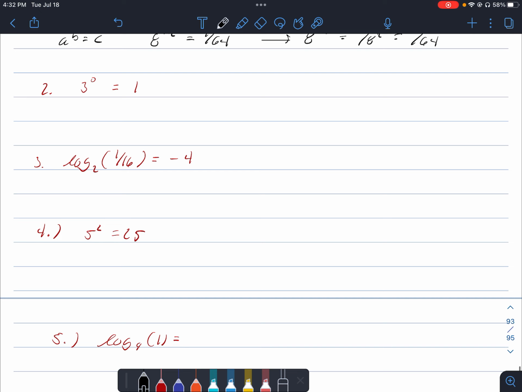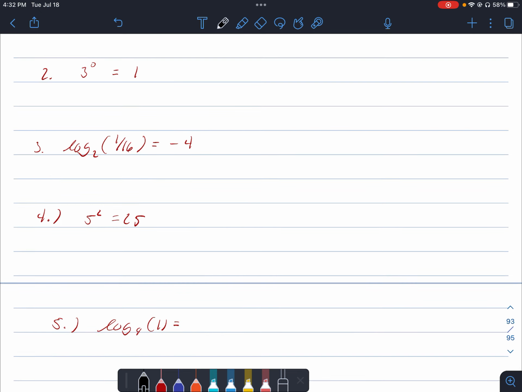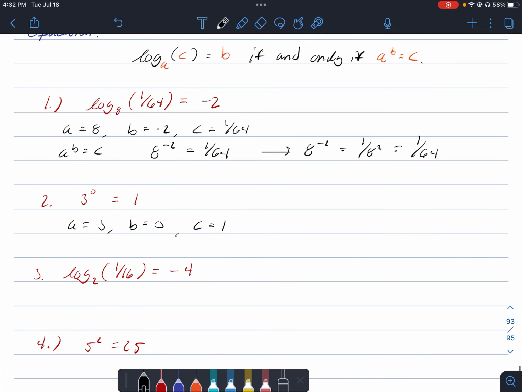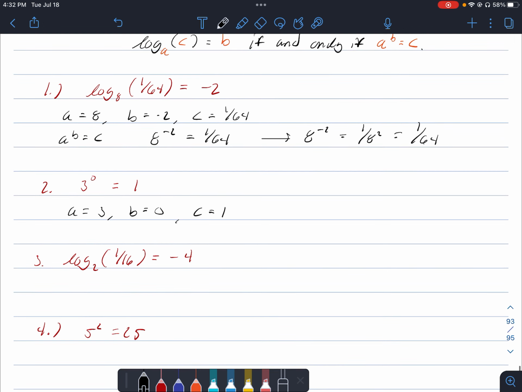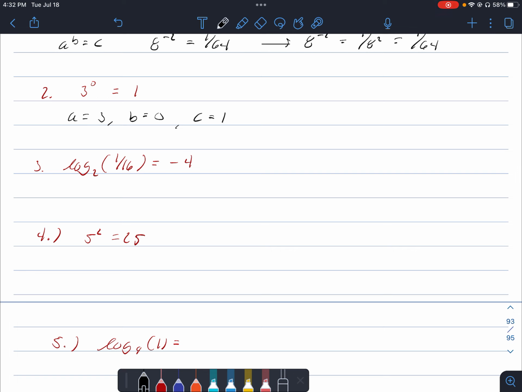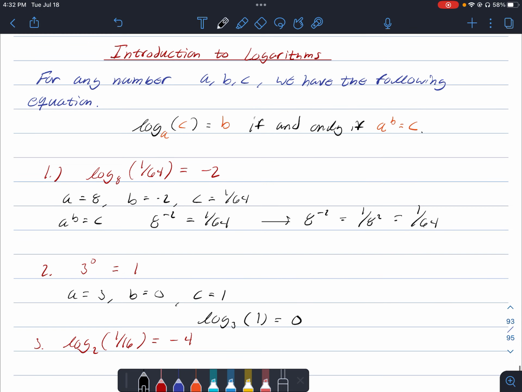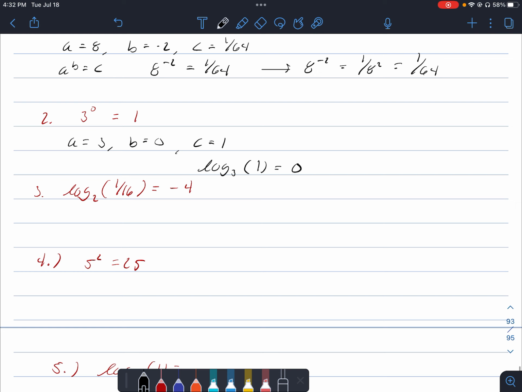All right, what about this one? Here we have 3 to the 0 is equal to 1. So here we can say a is equal to 3, b is equal to 0, and c is equal to 1. And let's see if we can write this in log form. Looking back up here, we have log base a of c is equal to b. So we could write this as log base 3 of 1 is equal to 0.